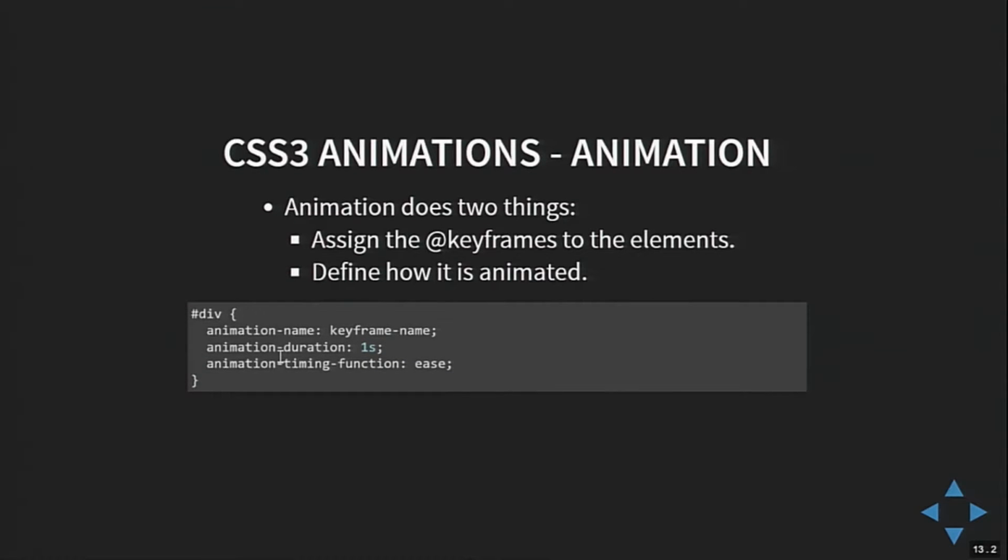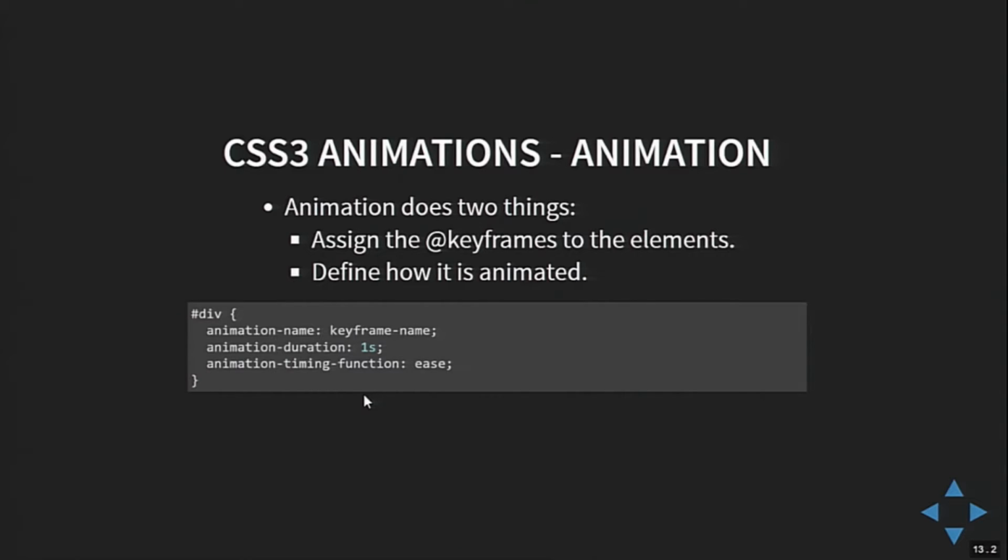So what the animate property does is it does two things. One, it assigns the keyframes to the element, and it defines how they're animated. So let's say that I want to animate a div. I would tell it what keyframe I want, how long I want it to execute. So if you remember, the keyframes are percentage-based. So you apply the percentages to the number of seconds that you want. So out of 6 seconds, the 50% point would be the 3-second mark.